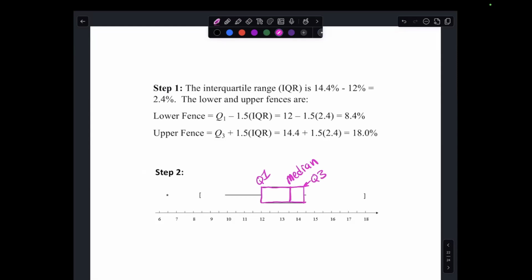Do not draw the whiskers yet, because the next thing you want to do is find your fences. So remember, the fences are the boundaries that enclose all the usual values, everything that's not an outlier. So fences look like this. It's like a little bracket. So here's my lower fence. It's at 8.4. Here's my upper fence. It's at 18.